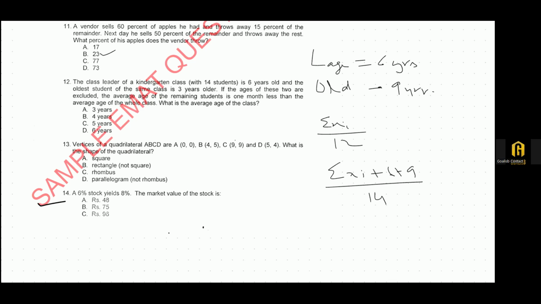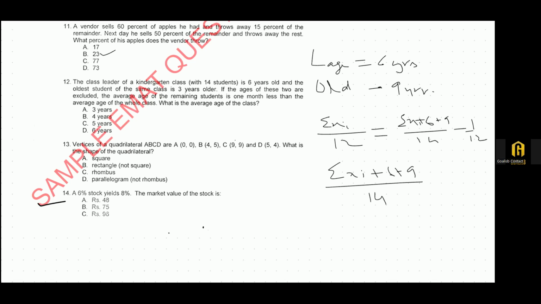So this is the average. If we remove these two, the average is 1 month less. So summation of xi upon 12 is equal to summation of xi plus 6 plus 9 upon 14 minus 1 upon 12. So the average when two students are removed is 1 month less than the earlier average. They have asked for the average of the class. So if we get the summation of xi, we'll be able to get this also.